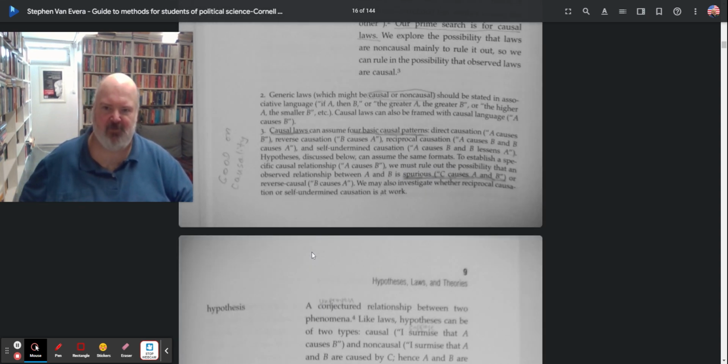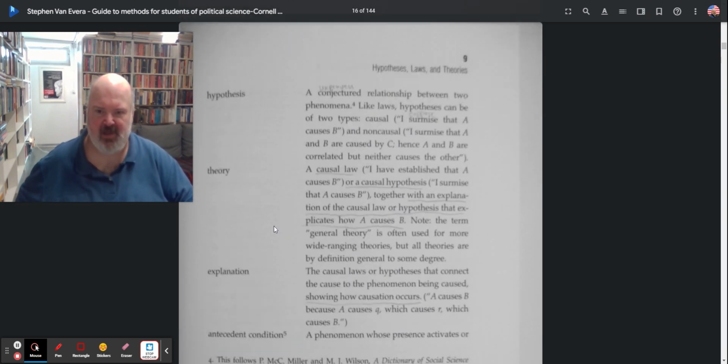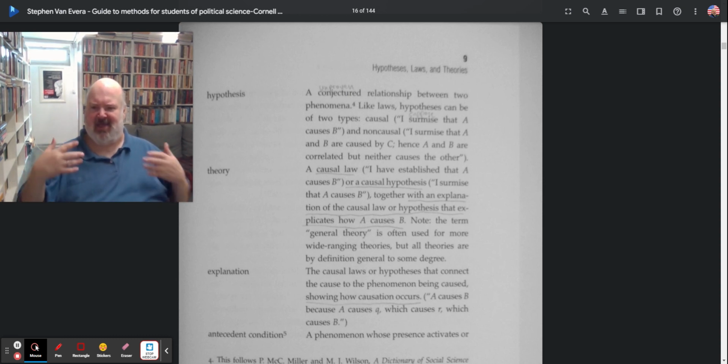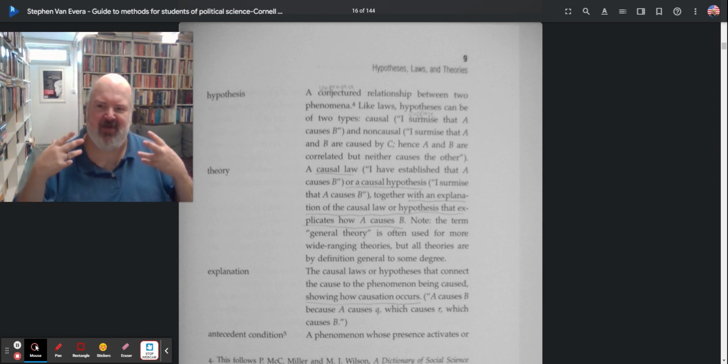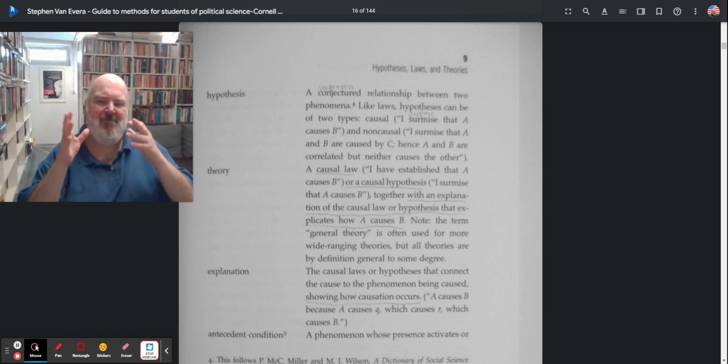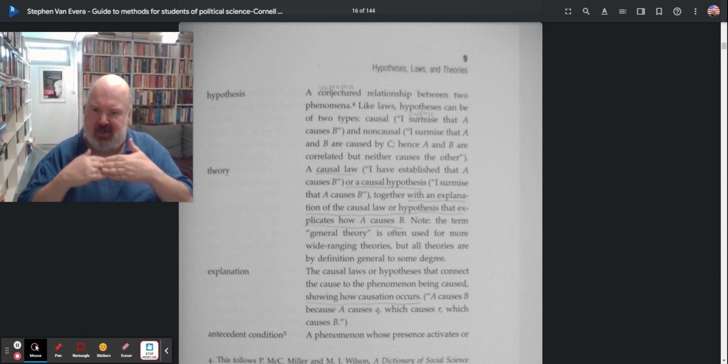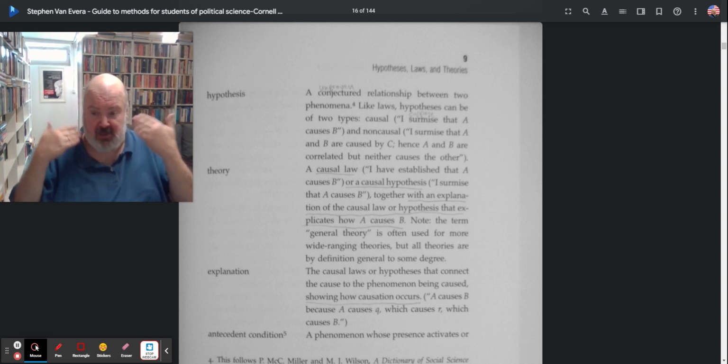Hypothesis. Now, we went from a law to a hypothesis. Hypothesis: a conjectured relationship, or unproven. It's assumed. A conjecture is an educated guess. It's kind of like I have an idea what it is. It's not a mere guess. It's an educated guess. A conjecture.